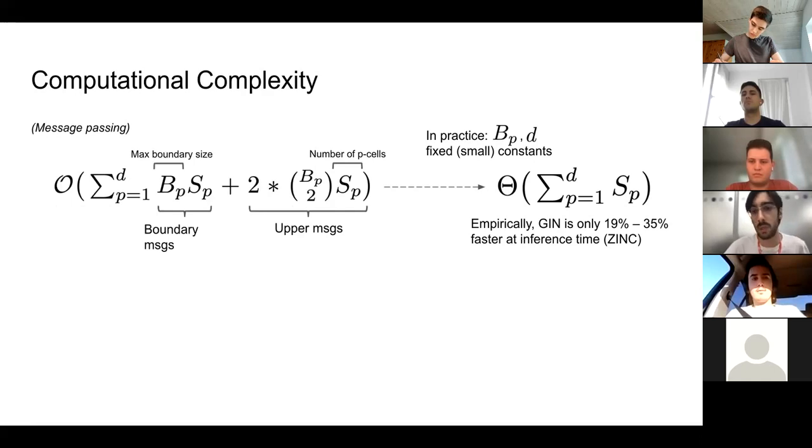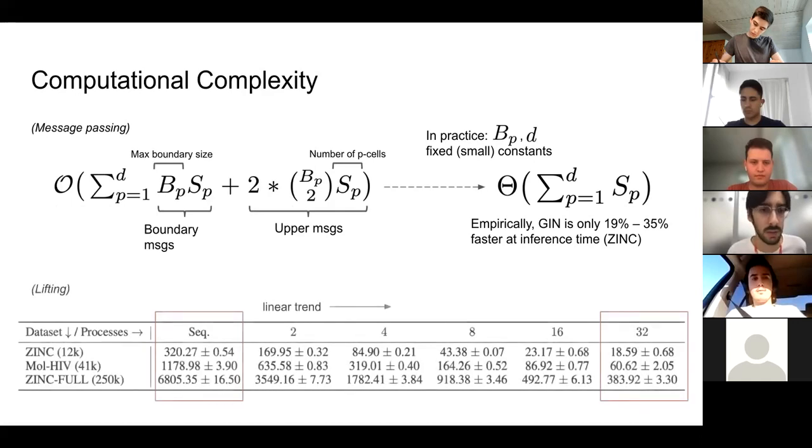In practice, we observe, for example, that at inference time, our model compares pretty well against, for example, GIN, in the sense that GIN is only 20 to 35% faster than our model on ZINC, which is one of our benchmarks. So in practice, it's definitely fine, especially if we want to model molecules, and thanks to the fact that we can discard some of the adjacencies.